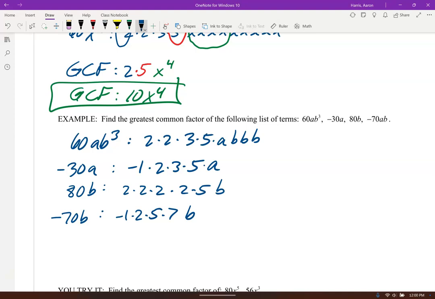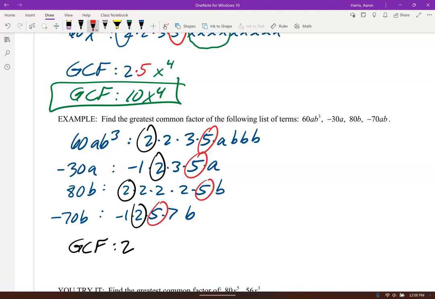Well, let's see. So for the greatest common factor, it looks like they all have a 2. They all have a 5. They do not all have an a. They do not all have a b. So it looks like my greatest common factor is just 10.